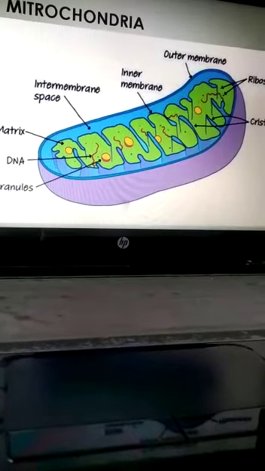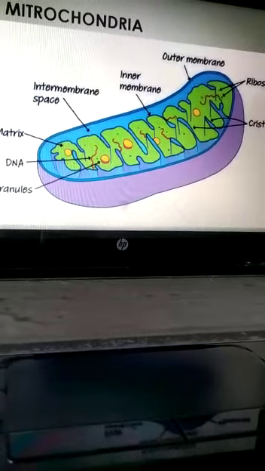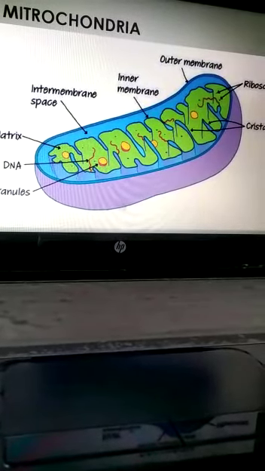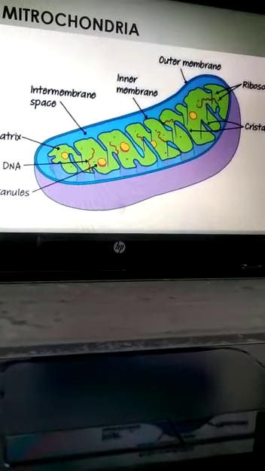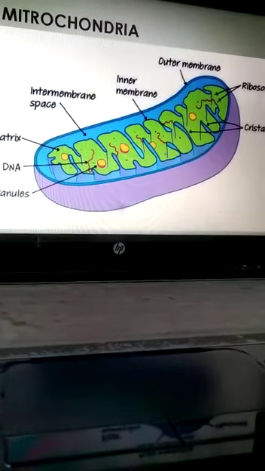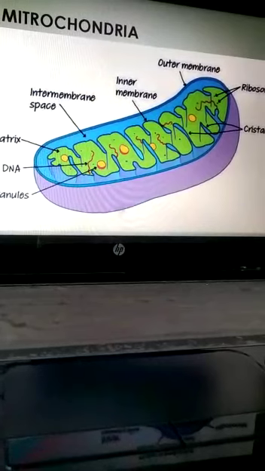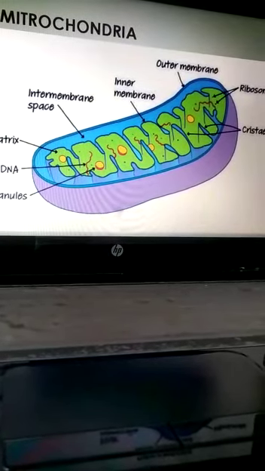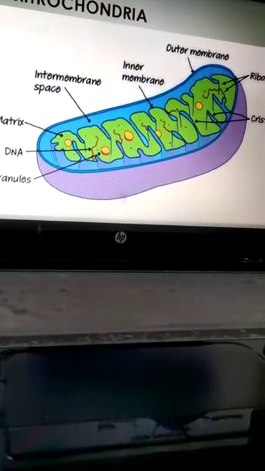Mitochondria contain enzymes necessary for the total oxidation of food and for the release of a large amount of energy in the form of ATP. So they are called the powerhouse of the cell.